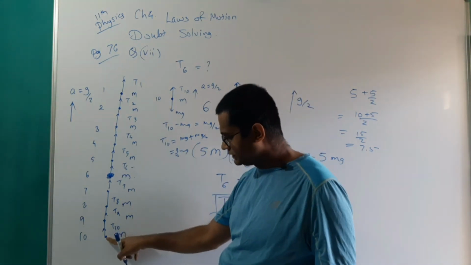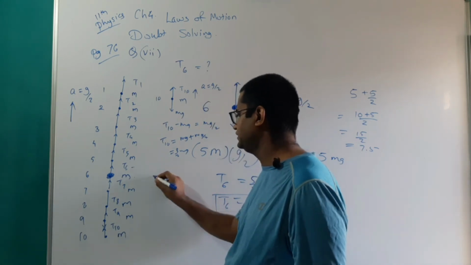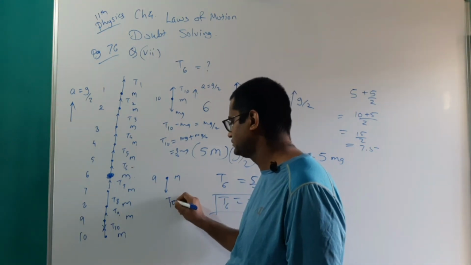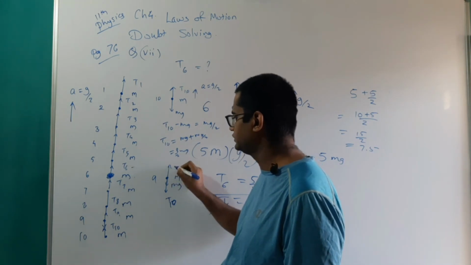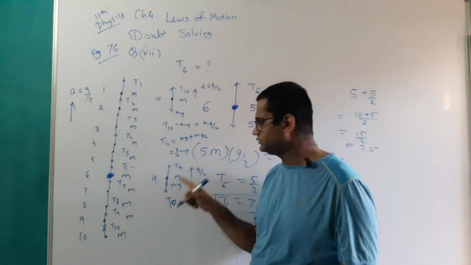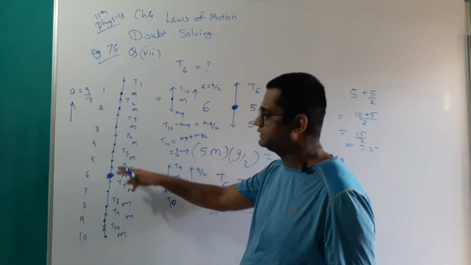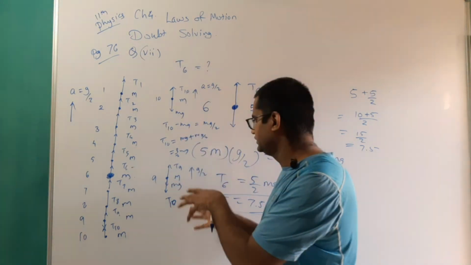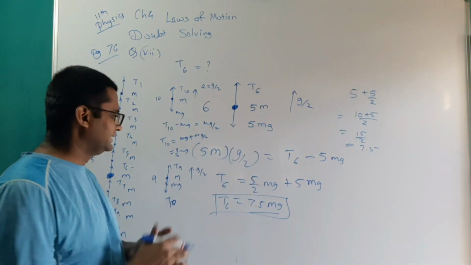Since T10 is upward on this mass and downward on this mass, if we want to draw the free body diagram for the 9th mass, we have downward force T10 and mg also downward, and upward force will be T9 and acceleration will again be g by 2. Again writing the equations of motion, you can find T9 and then repeat this procedure up to T6, and then you will find T6, and this is a tedious method. So the easiest method to solve this question is this one. Okay, so that's it for this video.